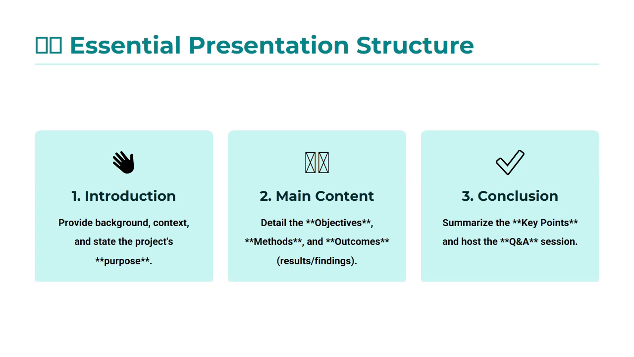Each presentation contains three essential parts. The first one is the introduction. It needs to provide a background, context, and state the project's purpose, that is to say, the rationale of this presentation. The second part is the main content. Generally, it includes the objectives, the method done through this research, and the findings or outcomes of the research. You could present an article, a research that you have read about, or something else.